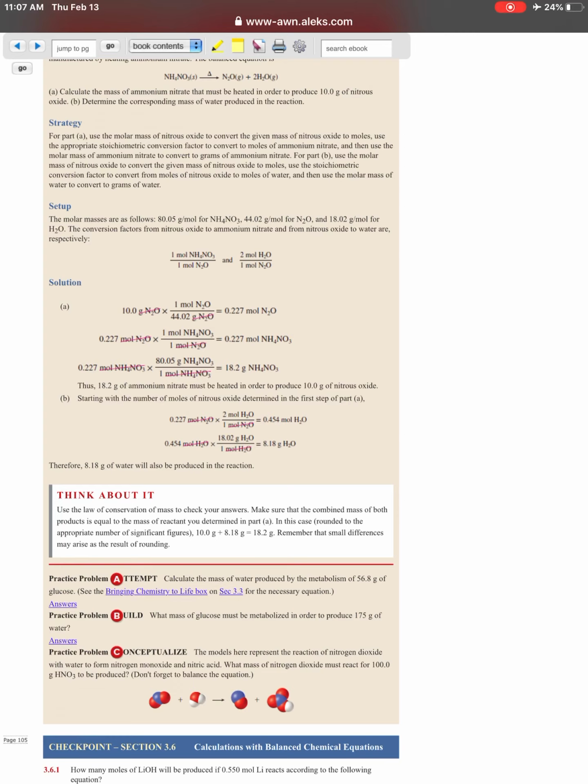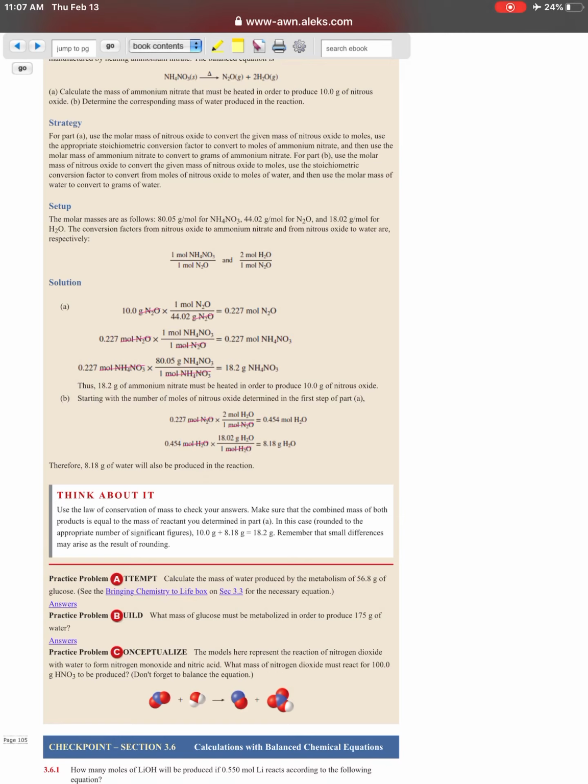So the ratio from the balanced equation is 1 to 1. 1 mole of NH4NO3 reacts to form 1 mole of N2O. So the number doesn't change. It's still 0.227. It's just that now it's NH4NO3 because we used that ratio.